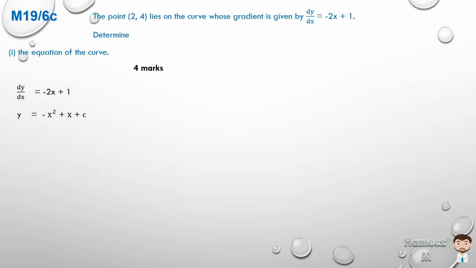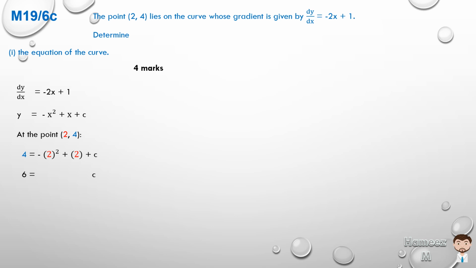So we have a general equation here because we're not sure what c is, but we know it passes through the point (2, 4). So if we substitute y is 4 and x is 2, then it'll give us c. So 4 is equal to minus 2 squared plus 2 plus c. Minus 2 squared is minus 4, plus 2 is minus 2. So we'll carry it across, so it'll be 4 plus 2 is 6. So 6 is equal to c, the constant of integration.